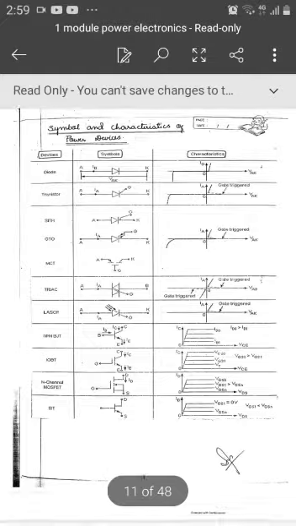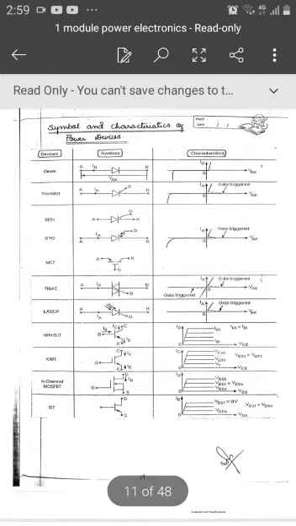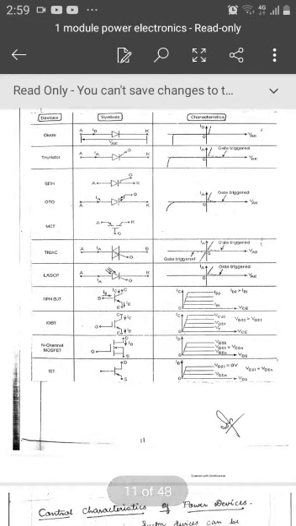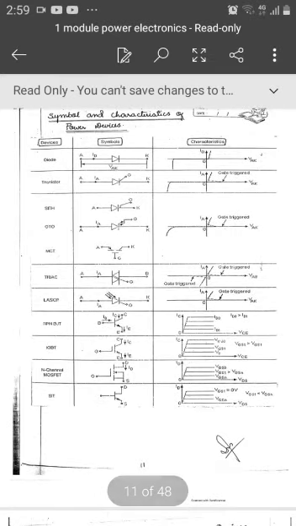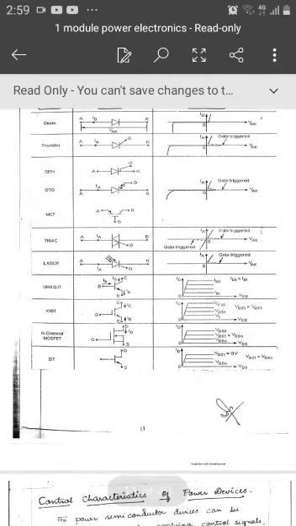Second one is the thyristor. The SCR belongs to the thyristor family. Its symbol has three terminals: anode, cathode and gate. SCR has four layers, hence there are three PN junctions.